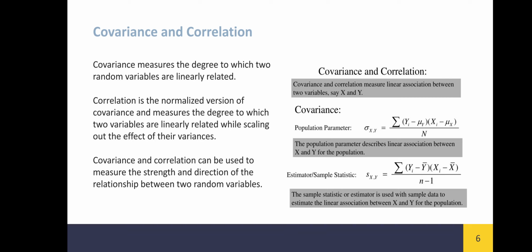So here for example, covariance and correlation measure linear association between two variables, let's say x and y. So for covariance, population parameter sigma x,y is equal to sigma of (y_i minus mu of y) into (x_i minus mu of x) divided by n.